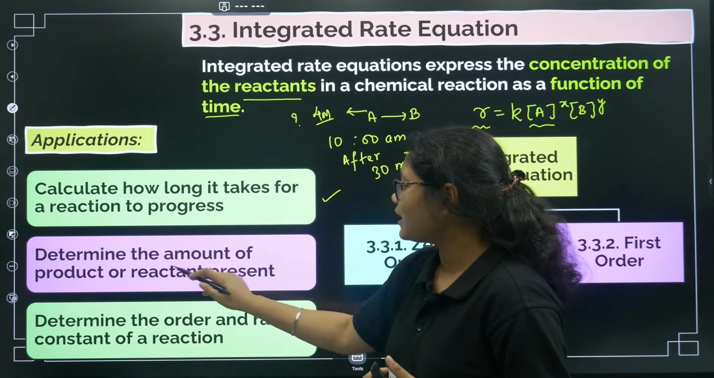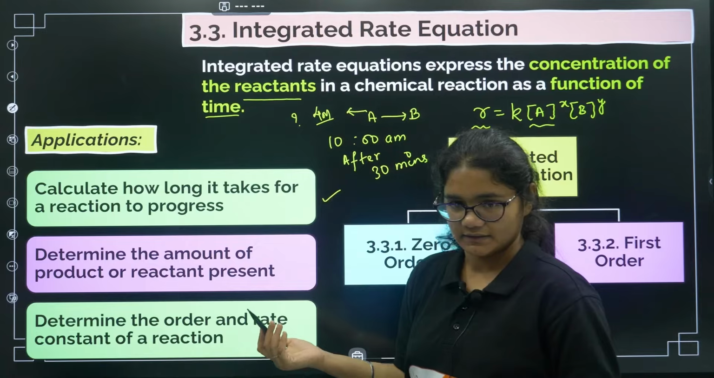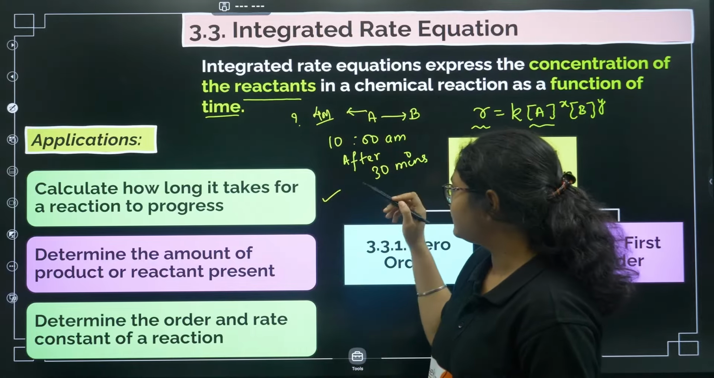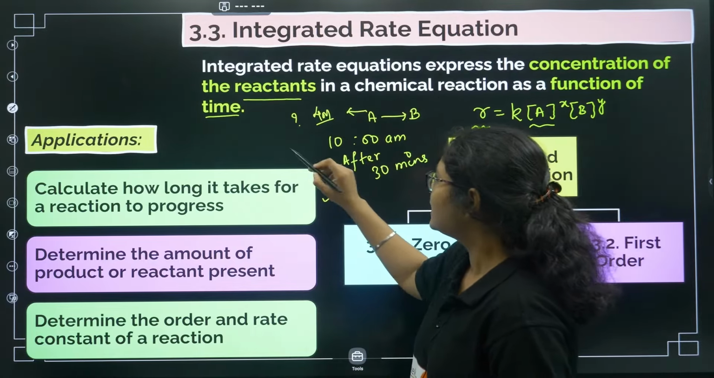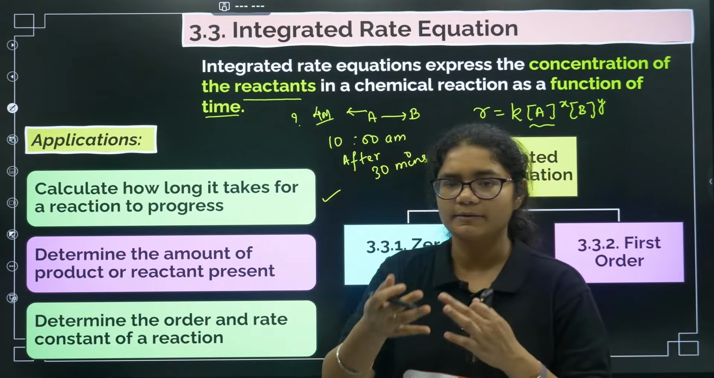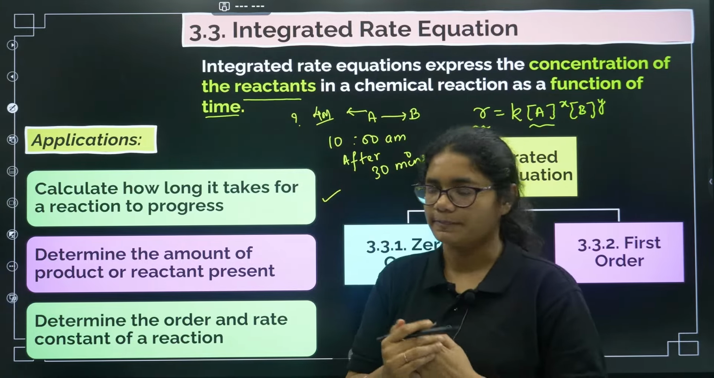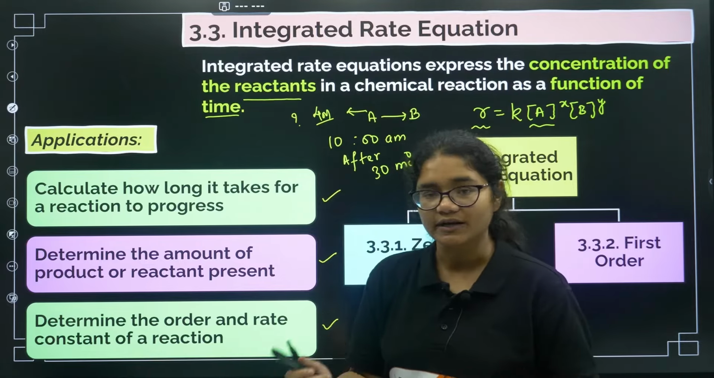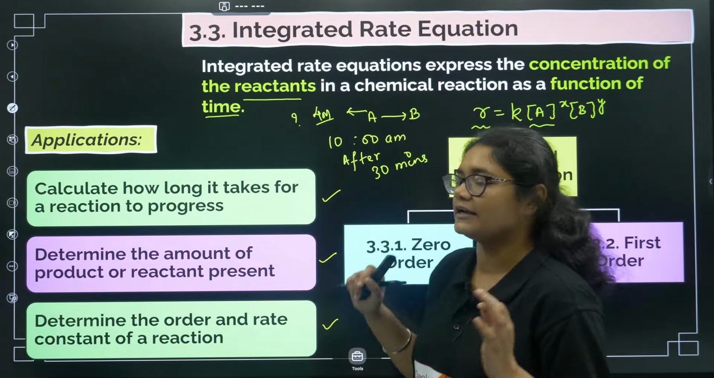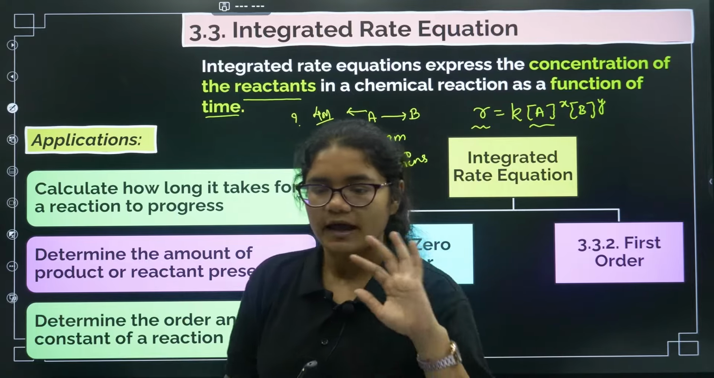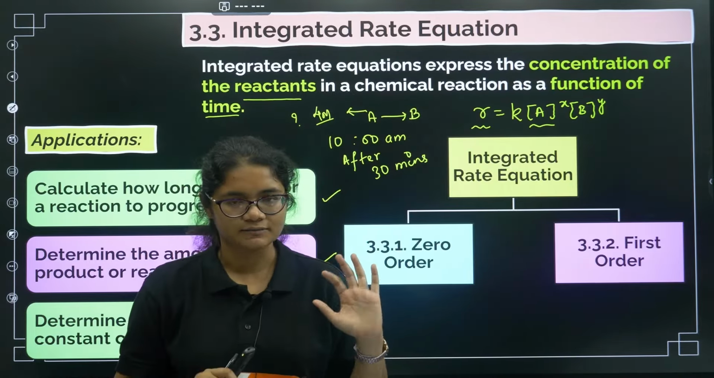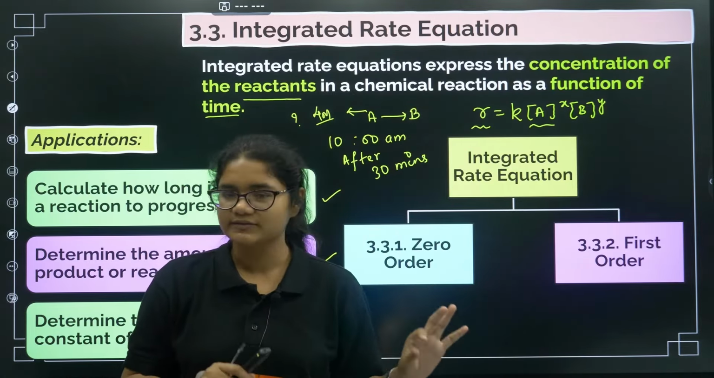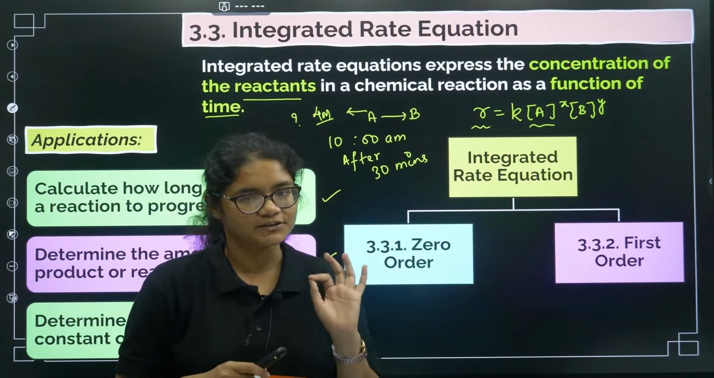Next, determine the amount of product or reactant present. Suppose initially it was 4 moles, now it became 2 moles, how much time did it take? That you can also calculate. Another application is to determine the order and rate constant of a reaction. To find which order a reaction is and what is the rate constant of a particular reaction, we need this integrated rate equation. I hope you have understood the application of this, and we will be solving numericals on this also. You will understand how this application works.